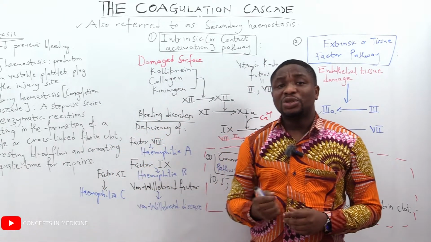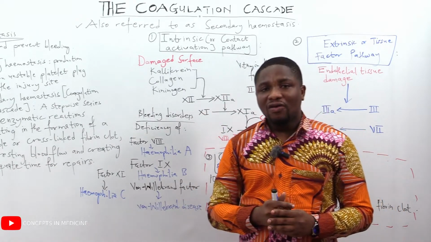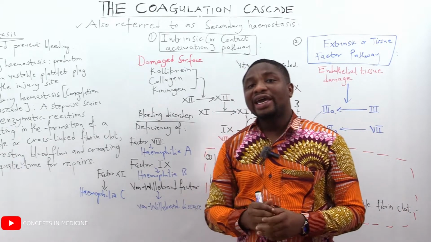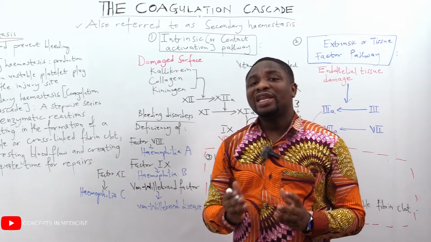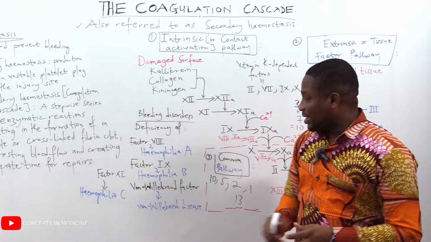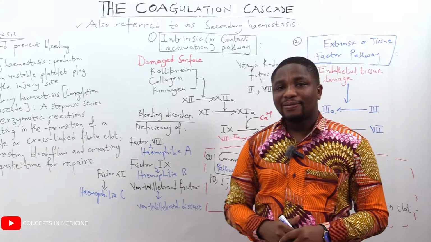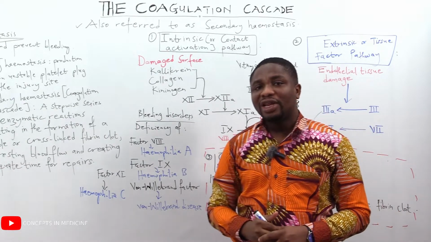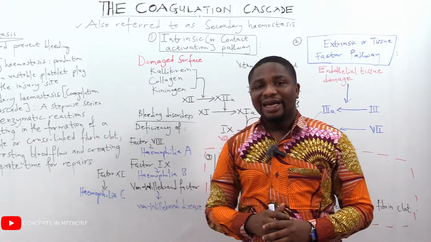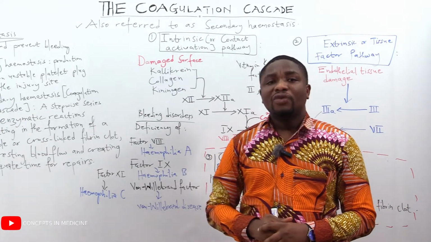Then finally, let's talk about some bleeding disorders associated with deficiencies of the coagulation factors. So a deficiency of factor 8 is referred to as hemophilia A, which is the most common type of hemophilia. Deficiency of factor 9 is referred to as hemophilia B, also known as Christmas disease, the second most common type of hemophilia. Deficiency of factor 11 will give rise to hemophilia C, and deficiency of von Willebrand factor will give rise to von Willebrand disease.